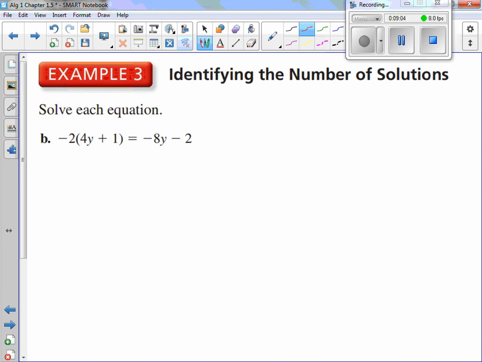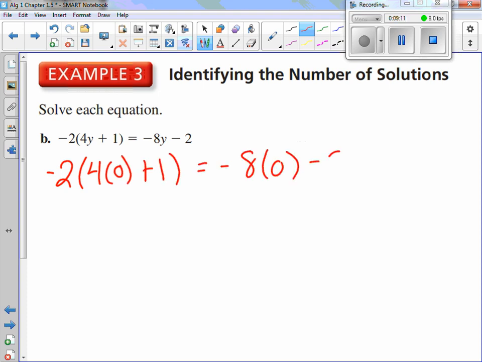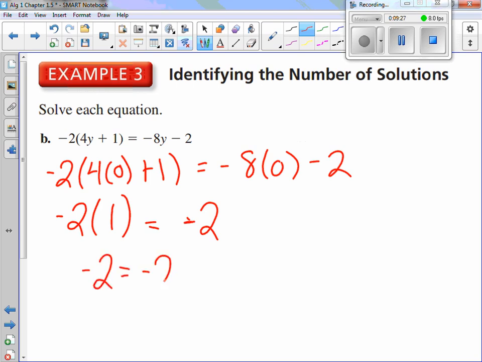So 6 worked. I'm going to try 0. Well, 4 times 0 is 0, plus 1 is just 1, yes? 8 times 0 is 0. 1 times -2 times 1 is... So no matter what number I pick, it will always work. It will always work.